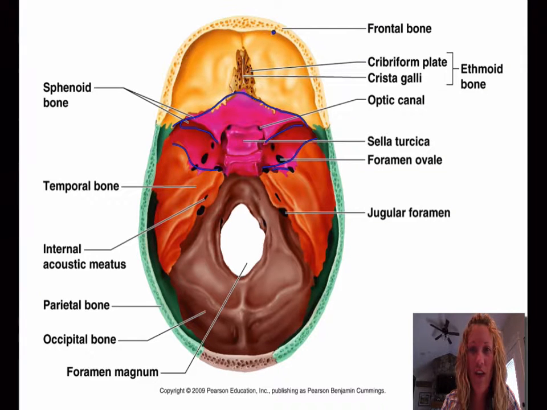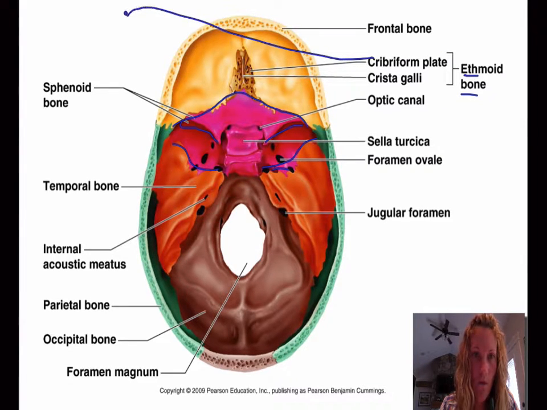Okay, so we have the frontal bone here, and then we have the ethmoid bone. The ethmoid bone is made up of this cribriform plate, okay? Then from there, the cribriform plate, actually, before we move on, I better write it over here. The cribriform plate is actually going to have a bunch of little holes for olfaction, or for smell.